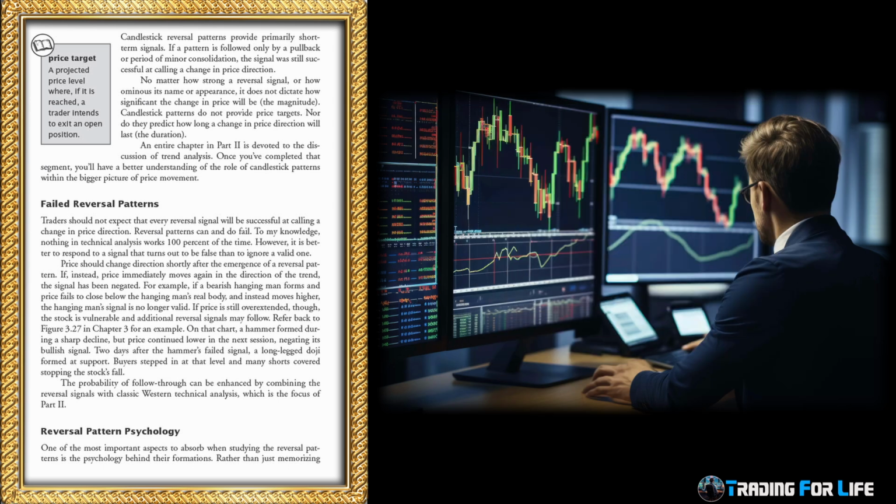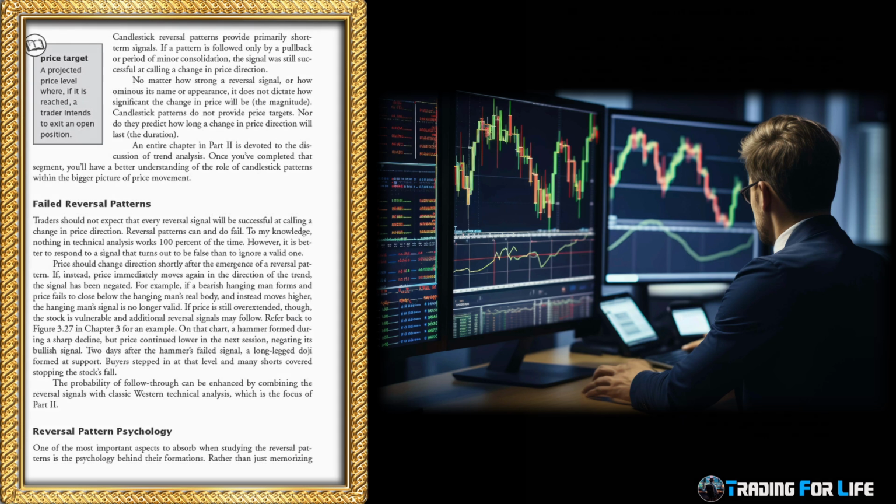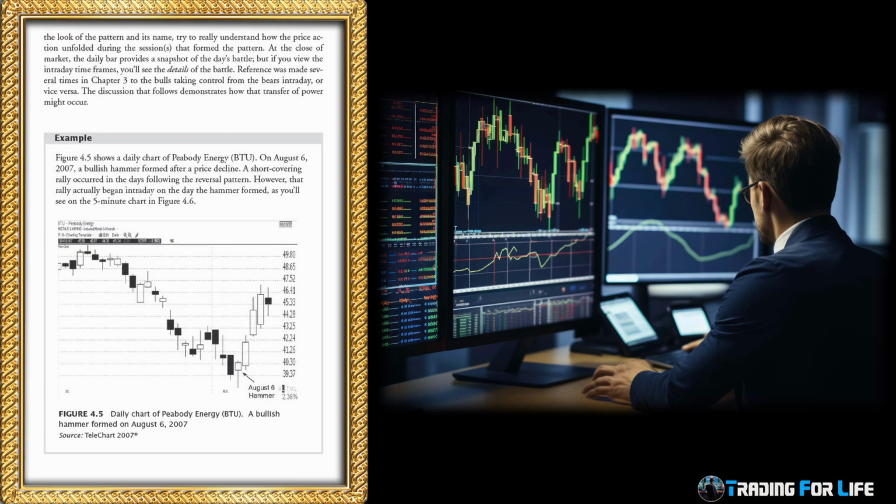Reversal pattern psychology. One of the most important aspects to absorb when studying the reversal patterns is the psychology behind their formations. Rather than just memorizing the look of the pattern and its name, try to really understand how the price action unfolded during the sessions that form the pattern. At the close of market, the daily bar provides a snapshot of the day's battle, but if you view the intraday timeframes, you'll see the details of the battle. Reference was made several times in Chapter 3 to the bulls taking control from the bears intraday, or vice versa. The discussion that follows demonstrates how that transfer of power might occur.